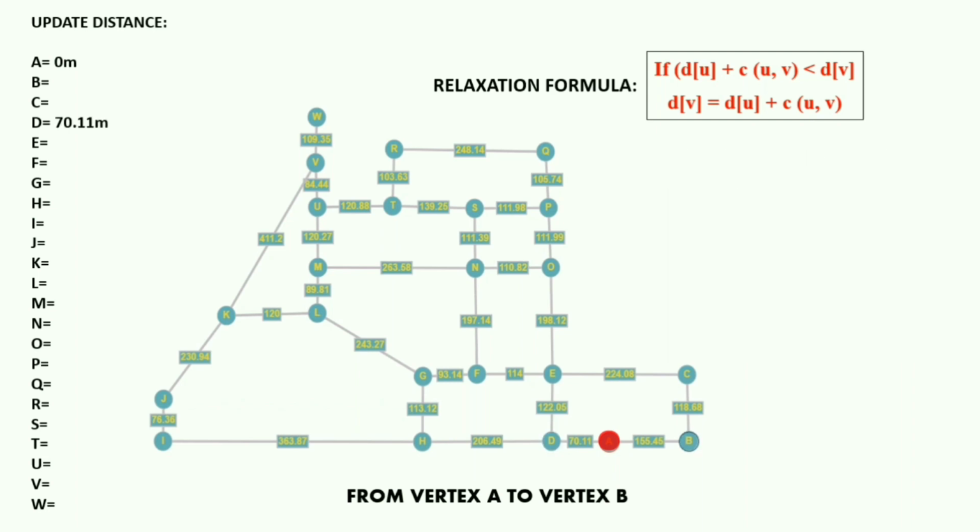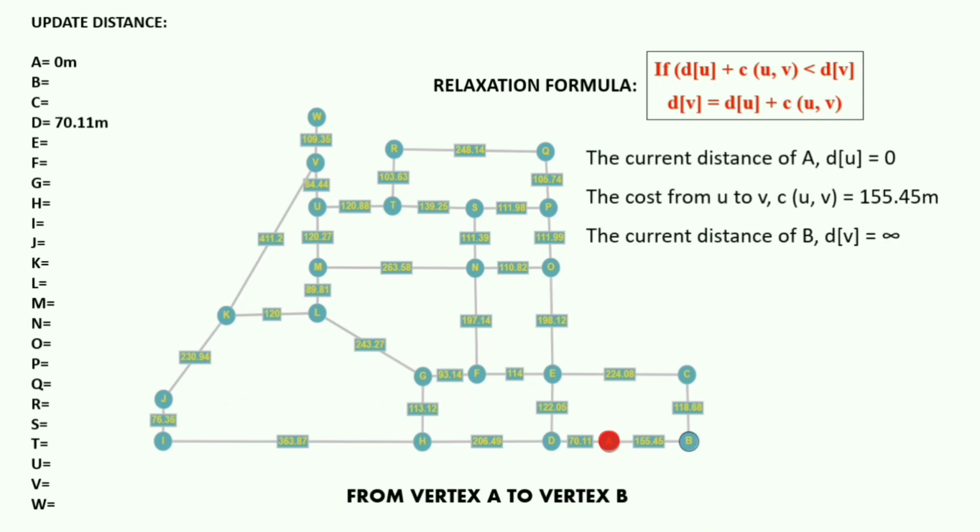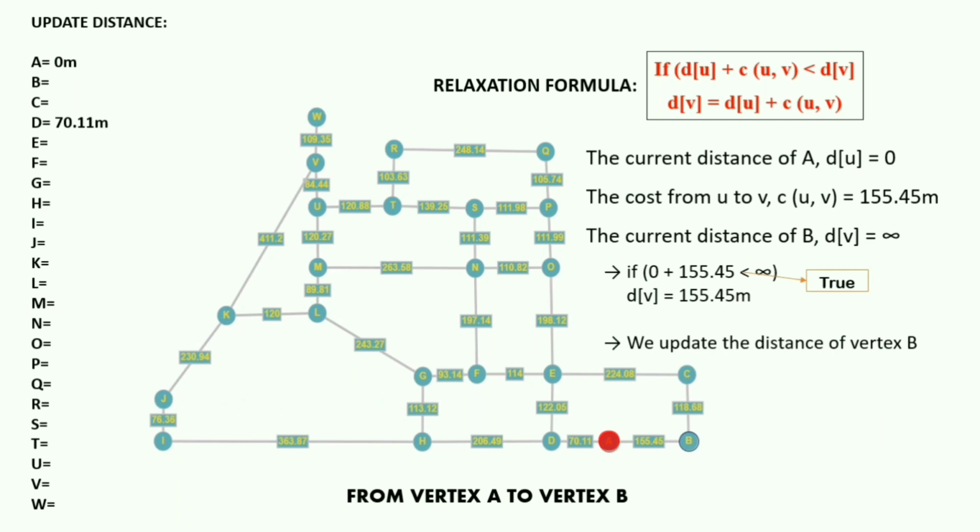Okay, next we will move to vertex A to vertex B. The current distance of A is 0, while the cost from u to v is 155.45 meter, and the current distance of B is infinite. So we use the relaxation formula. If 0 plus 155.45 meter is less than infinite, then we will update the distance of vertex B.